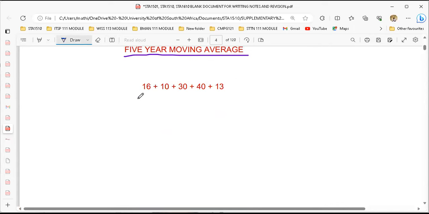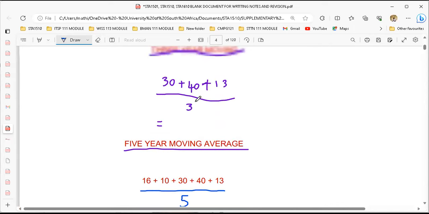And then now I divide by 5. If they say 5-year moving average, then I divide by 5. You can just do it like this. I divide by 5, so it's going to be something like this. All right, 5, and then you get the answer for that.